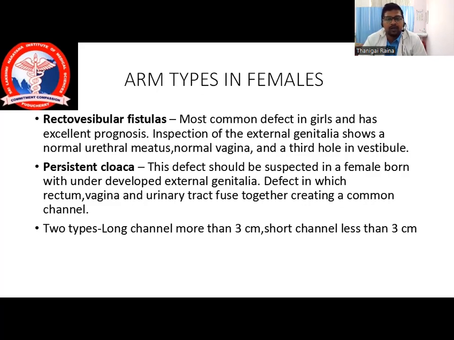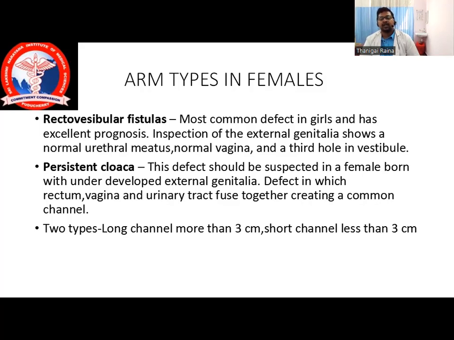Moving on to female anorectal malformations. Anomalies in females: vestibular fistulas are the most common defect in girls and have an excellent prognosis. Inspection of the external genitalia shows a normal urethral meatus, a normal vagina, and the third hole is the vestibule. So this has a good prognosis. And coming to persistent cloaca, this defect should be suspected in a female born with underdeveloped external genitalia. It is a defect in which the rectum, vagina, and urinary tract fuse together, creating a common channel.